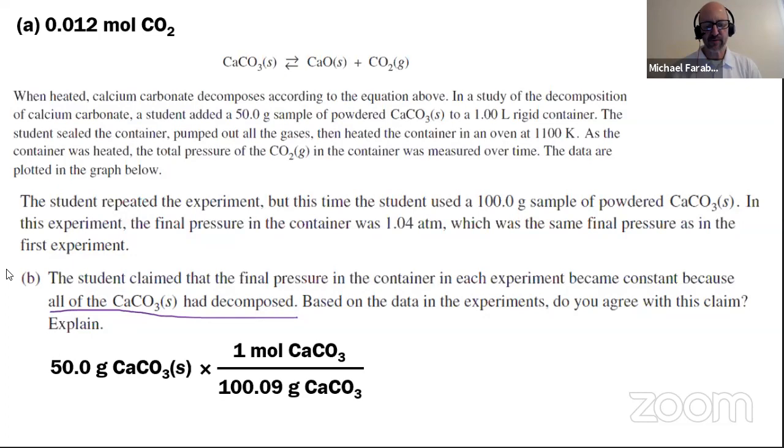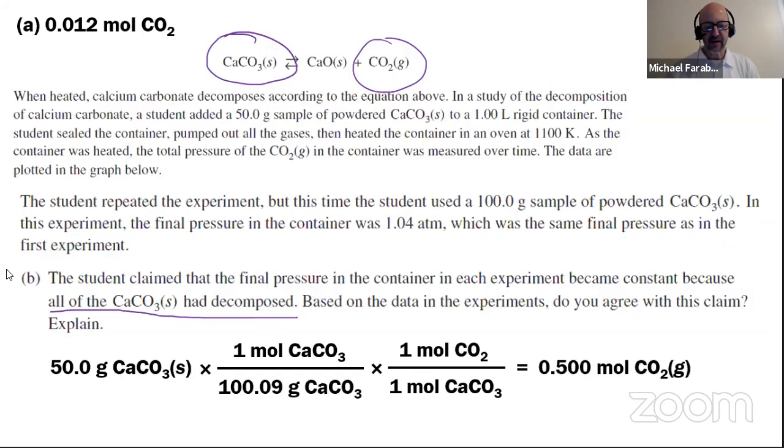So we have about 100.09 if you use all of the decimal places for the atomic masses for these elements. And then of course, there is only 1 mole based on the balanced chemical equation: 1 mole of CO2 for every 1 mole of calcium carbonate. Now, notice that in part A, we had 0.012 moles of carbon dioxide, and that was after the pressure had leveled off for several minutes.